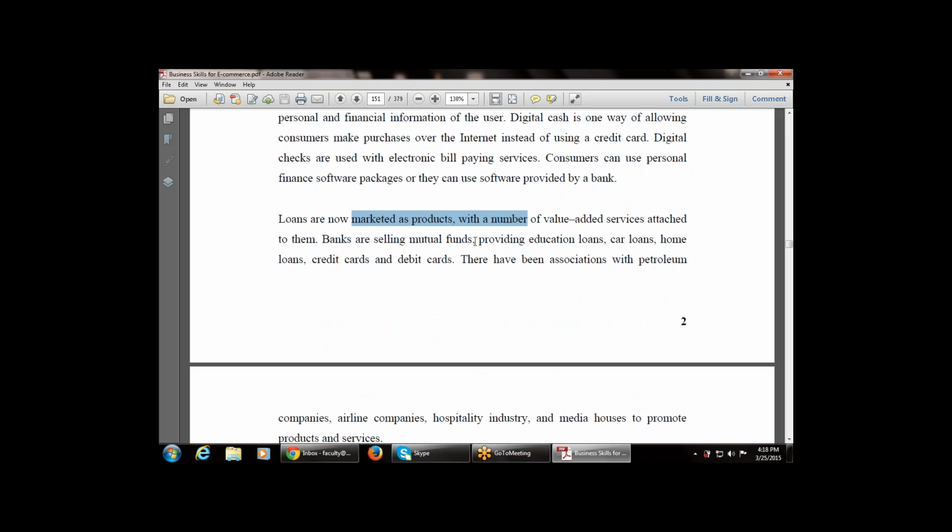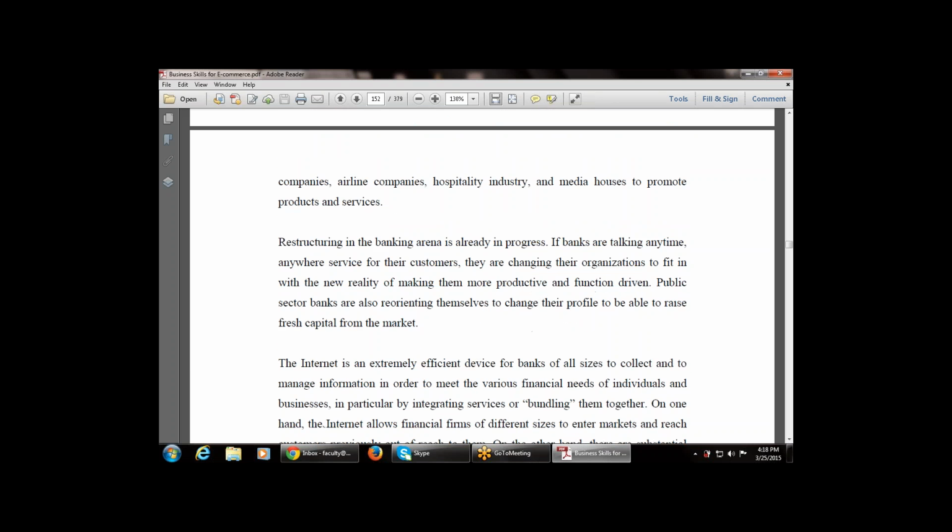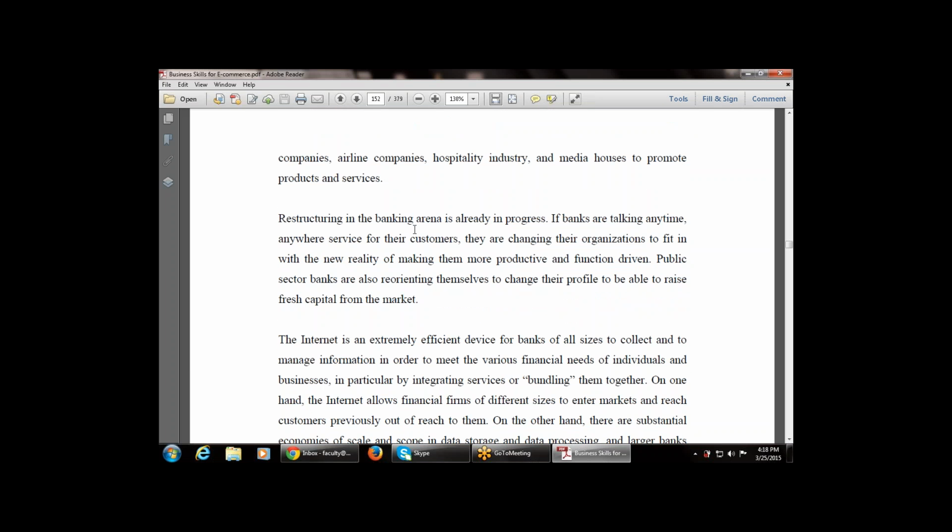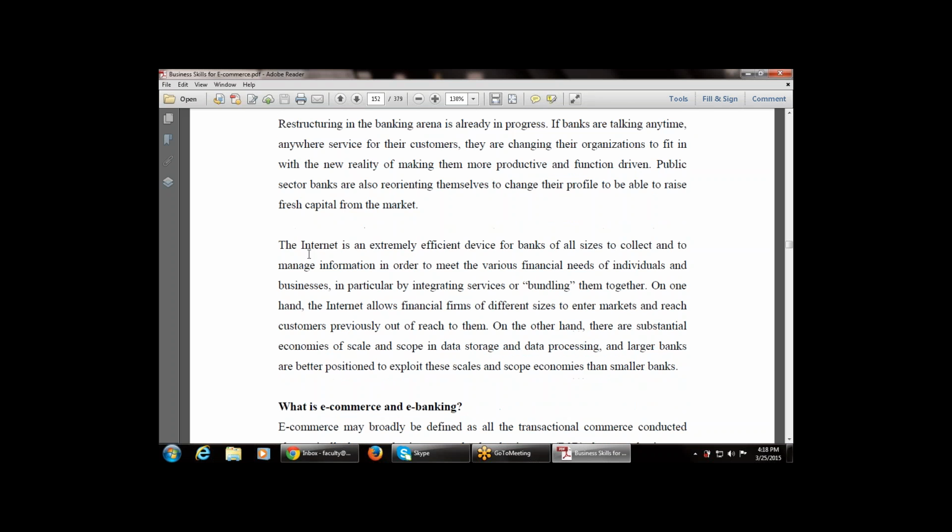Then in the next paragraph, it is mentioned that loans are now marketed as products with a number of value-added services attached to them. Then restructuring in the banking arena is already in progress. Then this is the paragraph that shows how the internet is very useful for e-commerce applications.